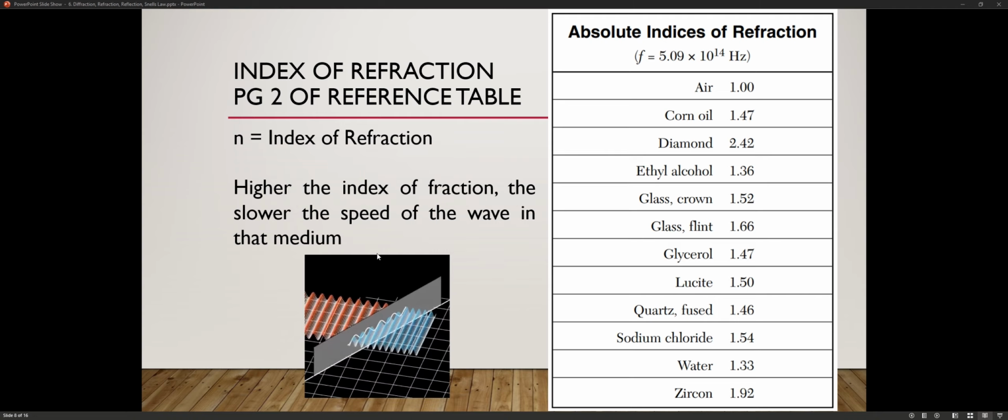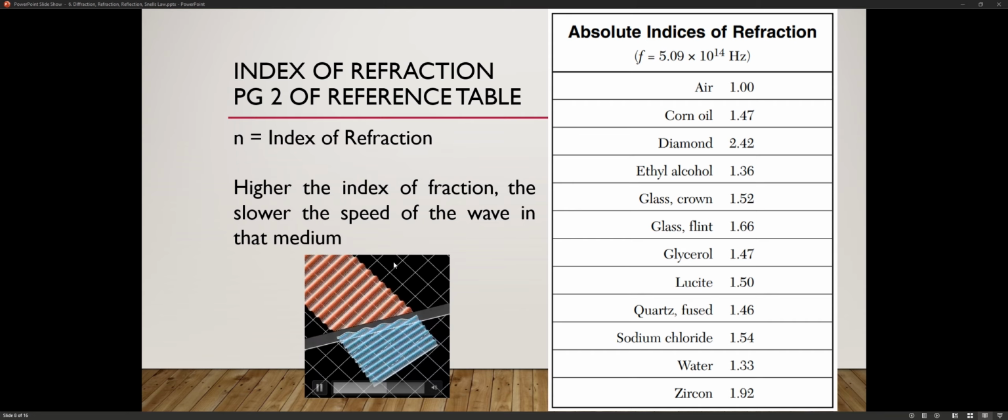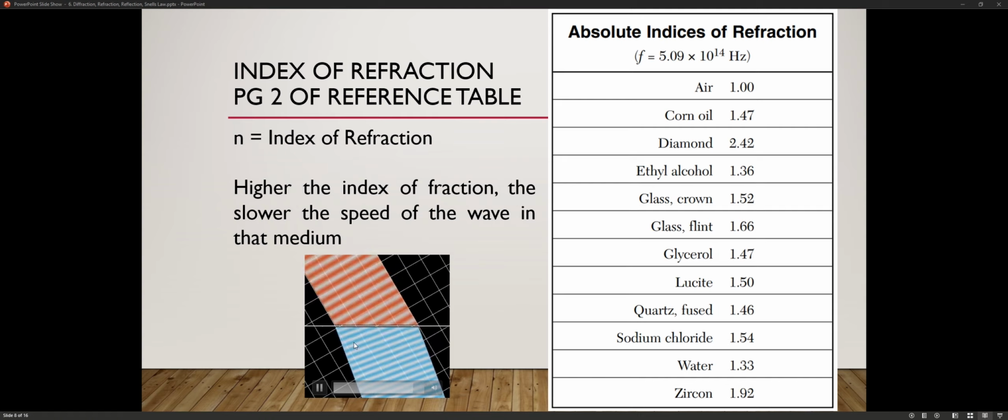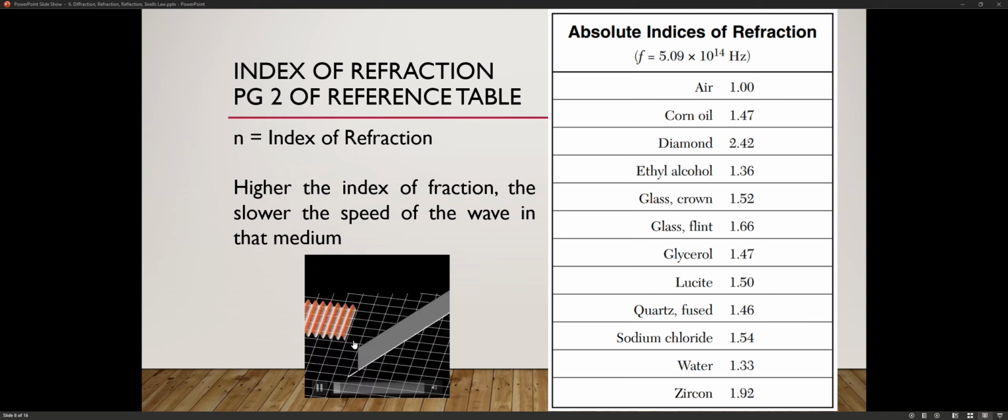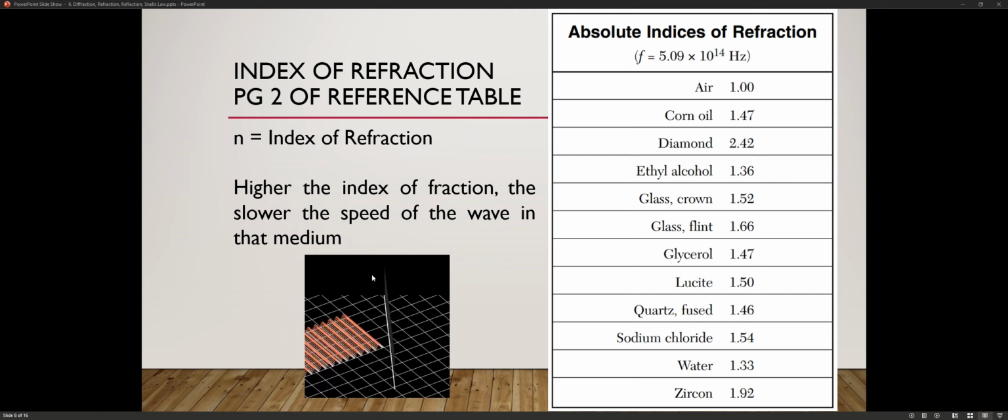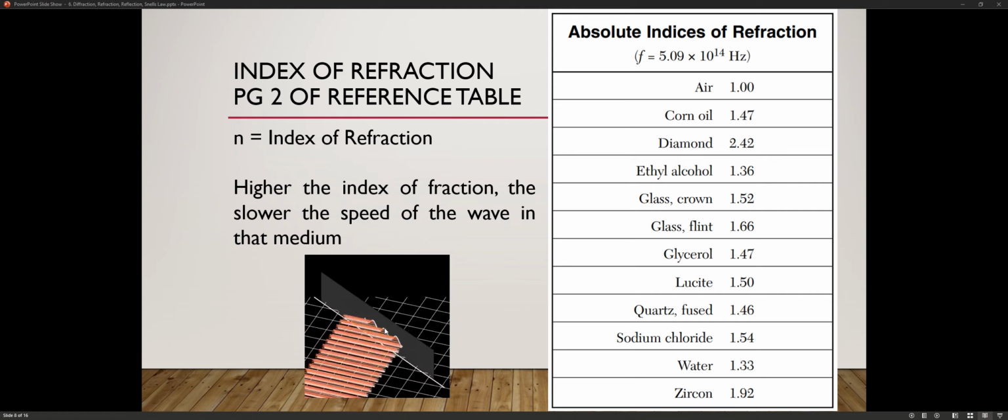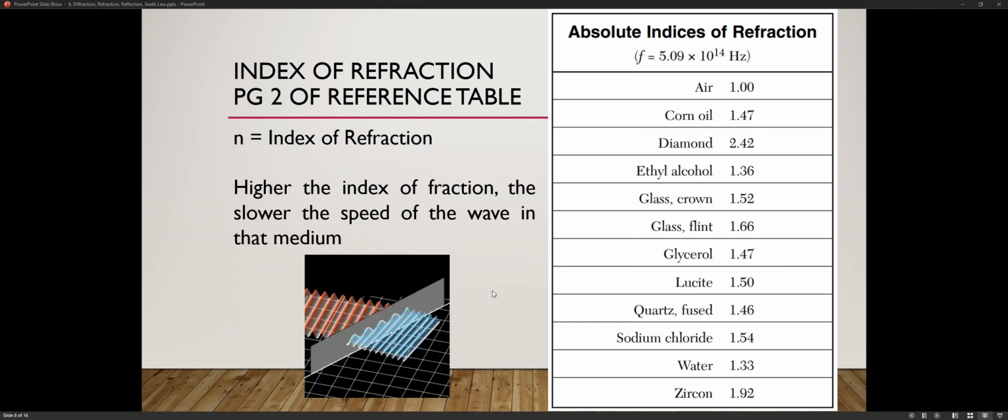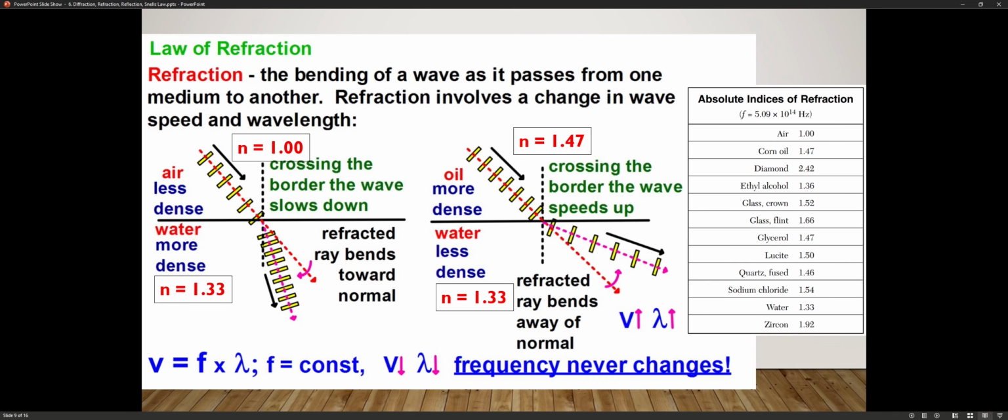Also, if you notice something, going from air to water, you'll see that the wavelength decreases because the speed also decreases, because of the formula speed is equal to frequency times wavelength. The frequency of the light traveling through the medium is always going to stay consistent. It's always going to be the same. Let's move on. Can I move on? All right, cool. I actually want to talk about that right now.